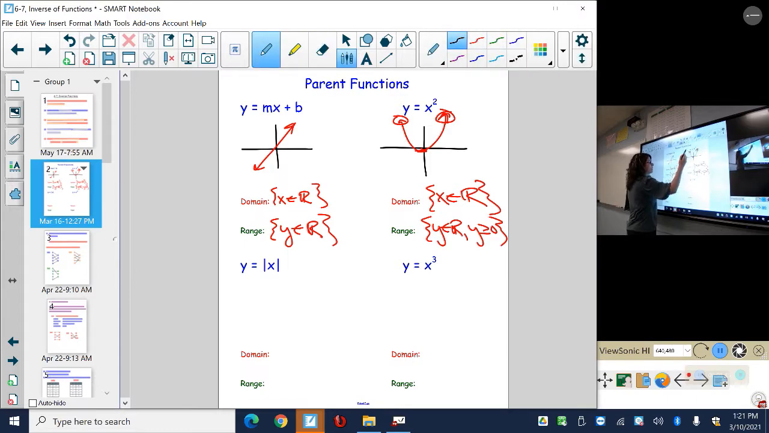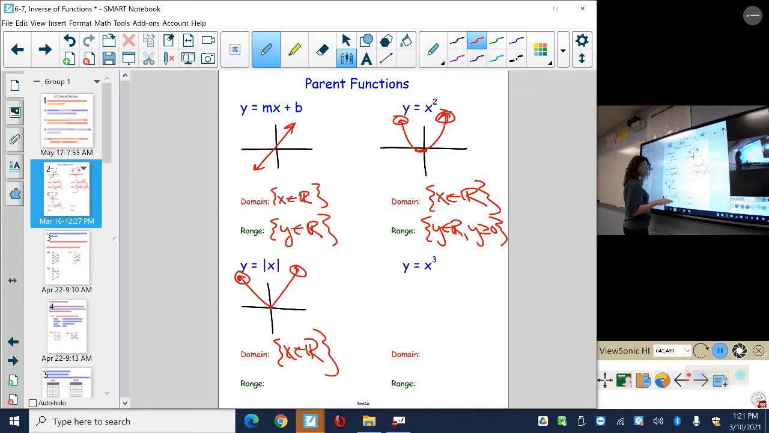Absolute value is going to be our nice V graph. Looks like a valley or a V, okay? We still have arrows on the end of it, so that means we are still going to have our domain be x is an element of the reals, and it goes on forever. And then our range, we read it from bottom to top. Again, that is going to only start whenever y is greater than or equal to 0, okay?